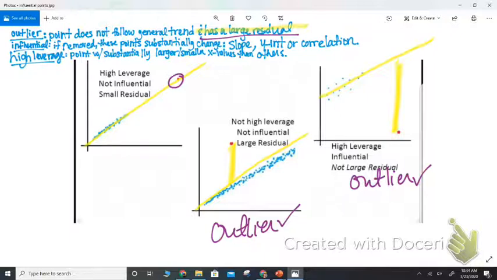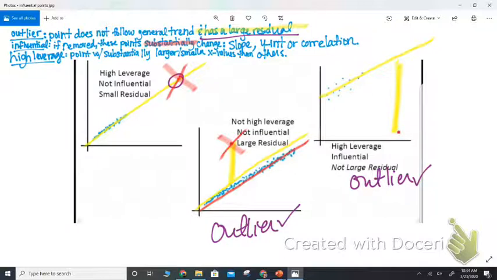Now, influential points are points that if you take them out, you would end up changing your least squares regression line pretty substantially, either the slope, the y-intercept, or the r value, the correlation coefficient. For the first one, if we took that point out, you'd still have the same least squares regression line. For this second one, if you took this point out, your line would shift down just a little bit, but it wouldn't be a substantial change.